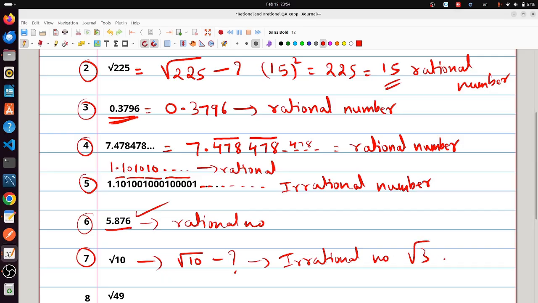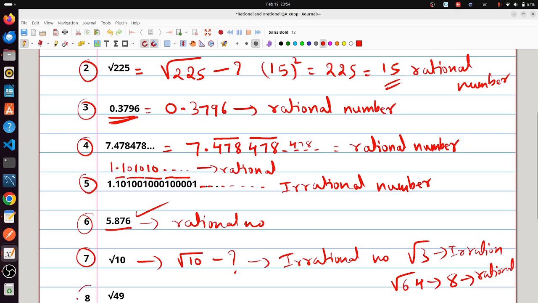Root 3 is not a perfect square, so this is also an irrational number. What if you consider root 64? Root 64 is a perfect square. The square root of 64 is 8, because 8 times 8 is 64, right? So this would be a rational number. Like that we can identify.